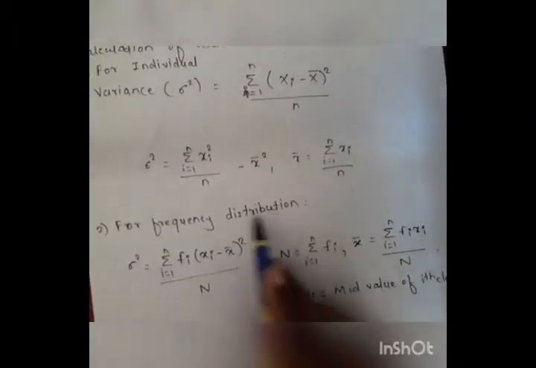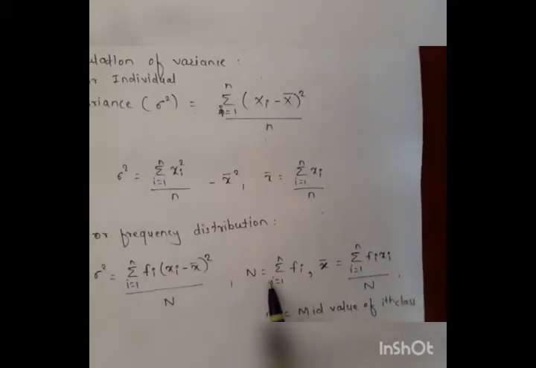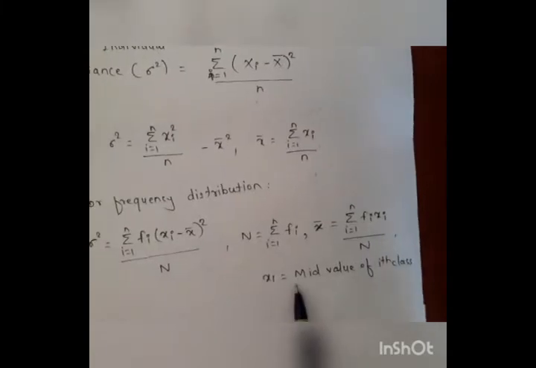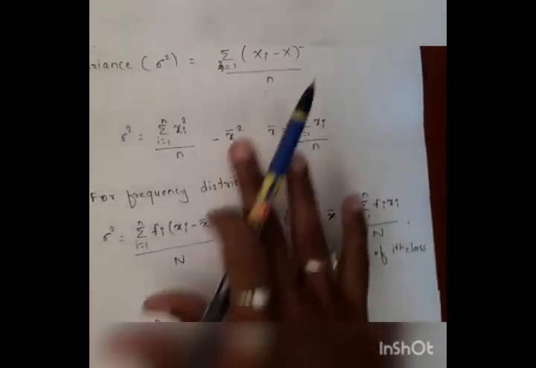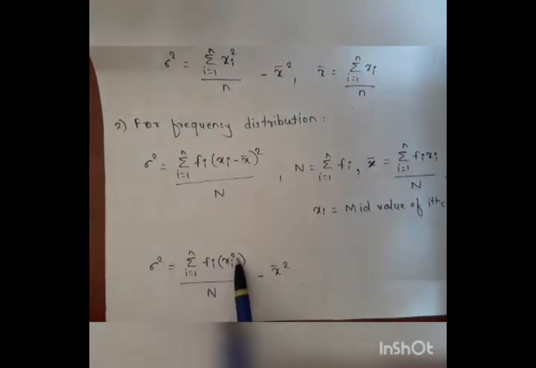Next is the frequency distribution. For frequency distribution, sigma square is equal to summation of fi (xi minus x bar) whole square, i running from 1 to n, divided by capital N, where N is equal to summation of fi, i running from 1 to n, and x bar is equal to summation of fi xi, i running from 1 to n, divided by N, where xi is equal to the mid value of the ith class, and sigma square is equal to summation of fi xi square, i running from 1 to n, divided by N, minus x bar square.